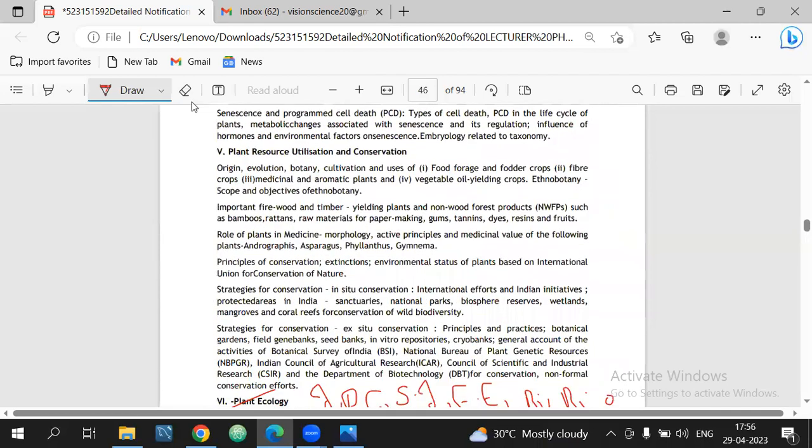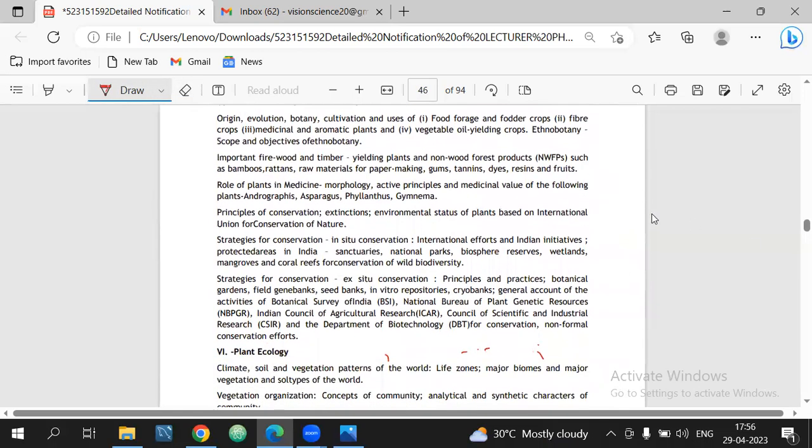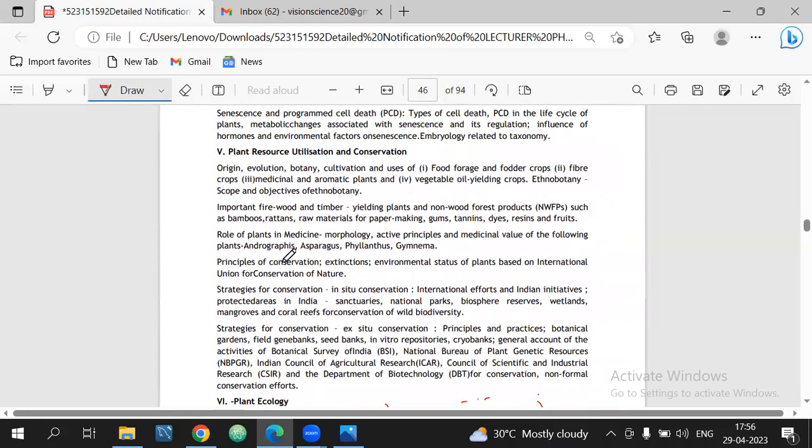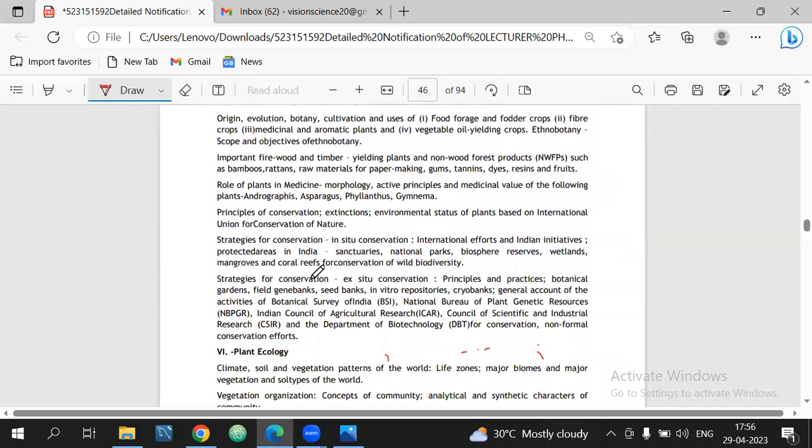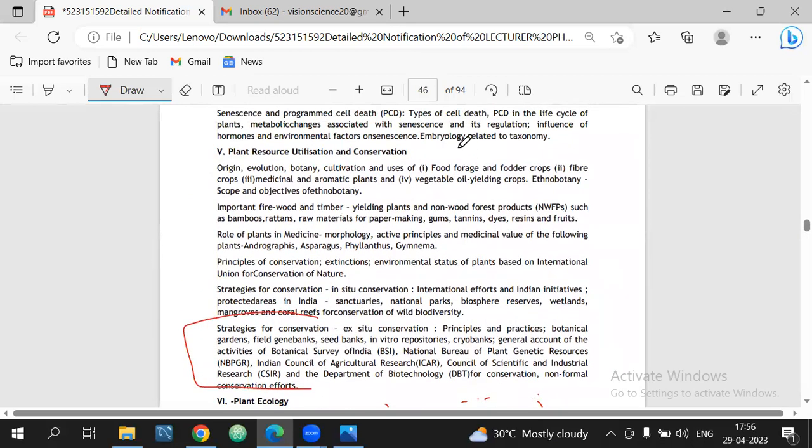Then plant resource, utilization and conservation. In this, mostly you will get very straightforward direct questions. Why? Because most of the questions will be from the organization names. For example, if you are getting 6 to 8 questions from here, 3 to 4 questions will come from strategies for conservation, about all these organizations, in situ and ex situ.